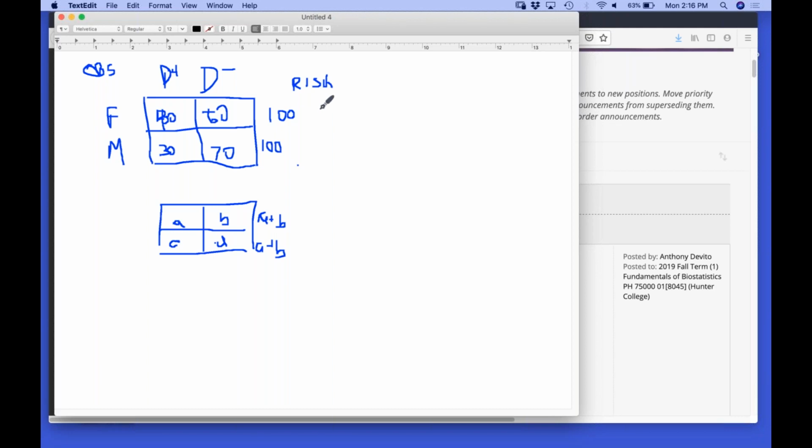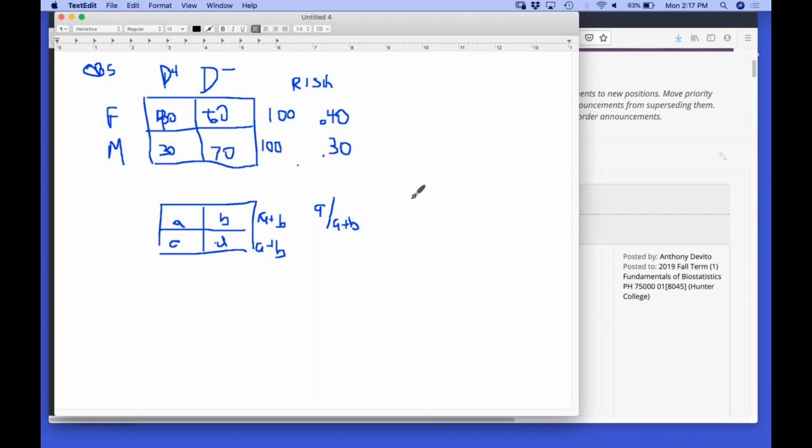So at any rate, what would be your risk of having diabetes if you're a female in this population? Well, the risk would be, in this case down here, A over A plus B, right? In other words, 40 people out of 100, 40 females out of 100 have diabetes, so it would be 0.40. That's your risk, 40%, right? And for males, same thing, A over A plus B would be 30%.